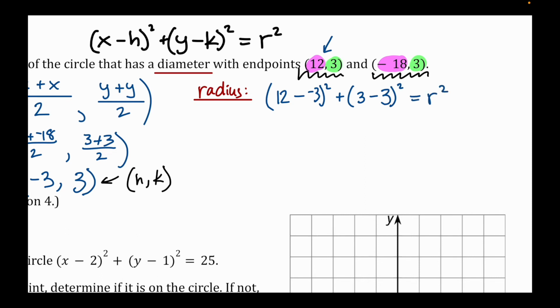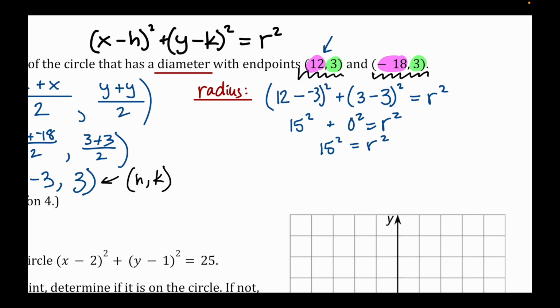What I did wrong the first time was I just used these 2 points instead of using the center and one of those points. And that gave me something that was twice as big. But we still use it the same way. So 12 minus negative 3, that's really 12 plus 3. So that's 15 squared. And then 3 minus 3 is 0 squared. So I really have 15 squared equals r squared.